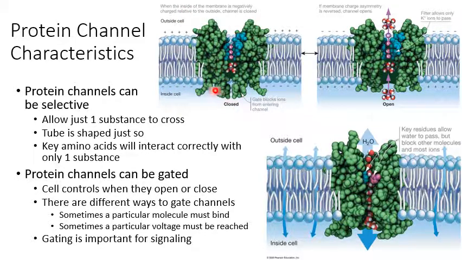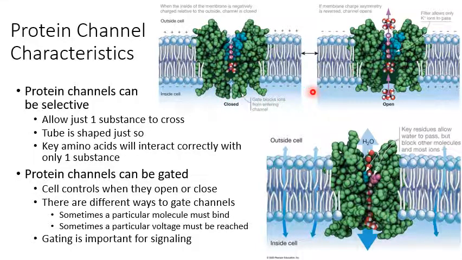So when the channel is closed, nothing can really get through it. It's this kind of gate at the bottom that's closed here. This channel is an ion channel. It's supposed to allow potassium to get through, and you do have some potassiums in here, but they can't get all the way through because the gate at the bottom is closed.